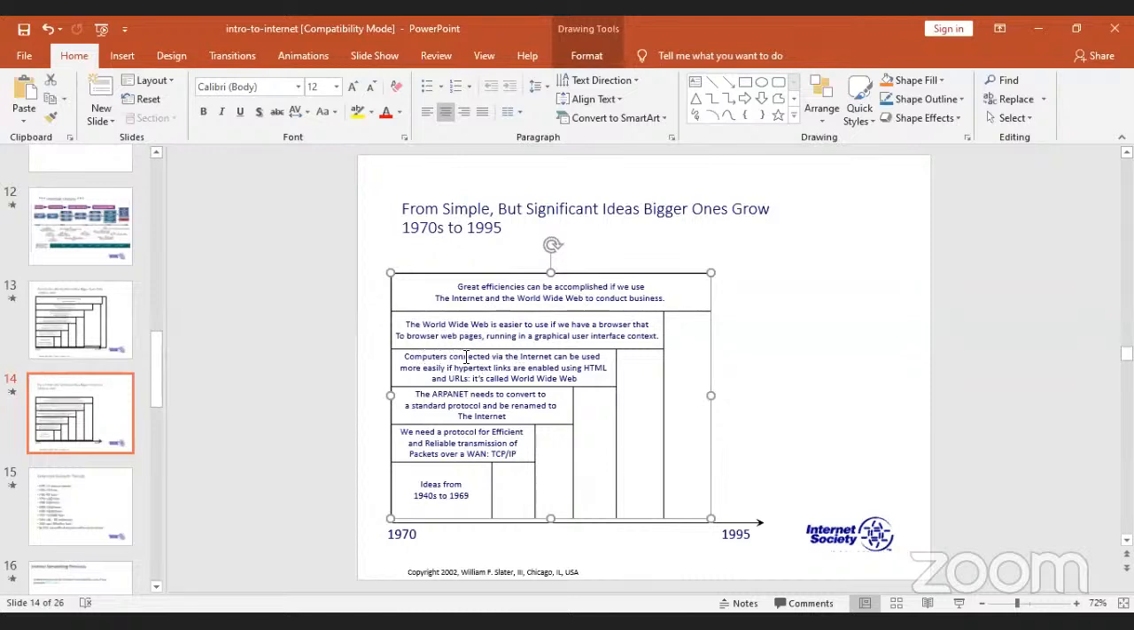So later we see up the years, computers connected via the internet can be used more easily if hypertext links are enabled using HTMLs and URLs. That means on a computer system, I have my browser. And on the browser there are links. On the web page there are links that once I click, it can link me to other websites and all that. And this was made possible by the use of HTML. So later we had the World Wide Web, which is easier to use if you have a browser to access the web pages running in graphical user context. So great efficiencies can be accomplished if we use the internet and the World Wide Web around 1995.